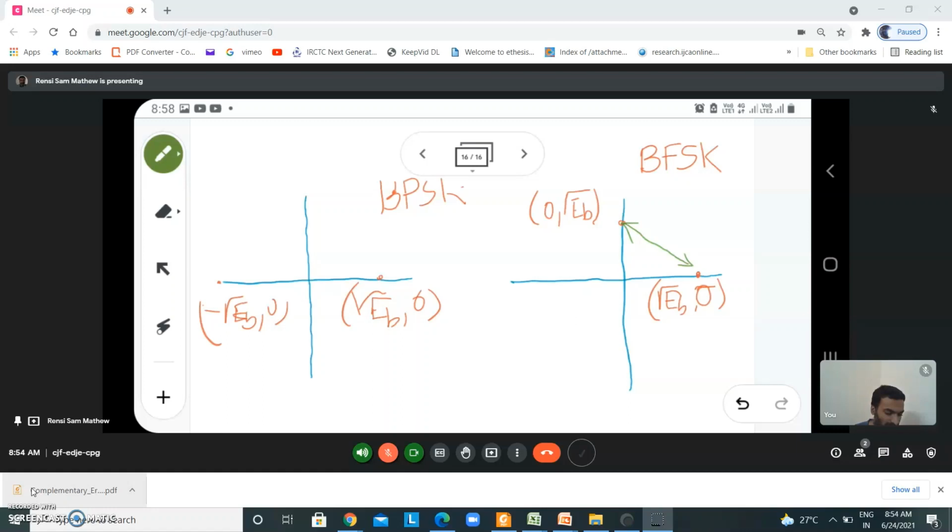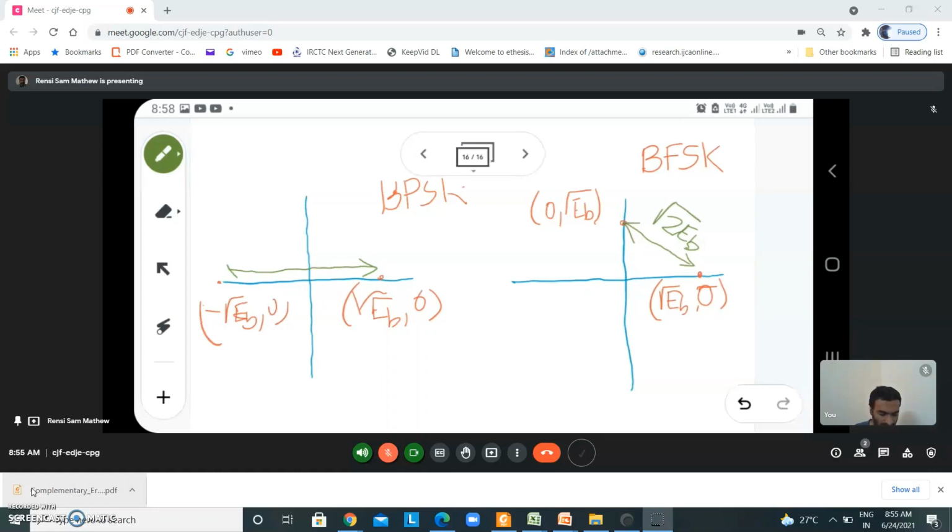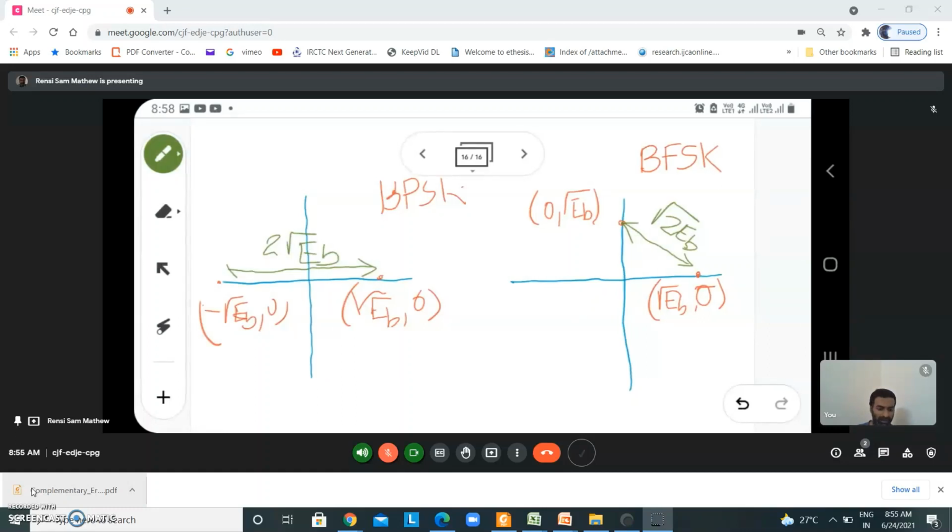For BFSK, the distance is square root of 2 Eb, which you found last class. But for BPSK, the distance between these 2 points is 2 times square root of Eb. So we find the 2 points are far apart in the case of BPSK, but they are closer in the case of BFSK. There is one more correction which I want to tell, after explaining one more thing.